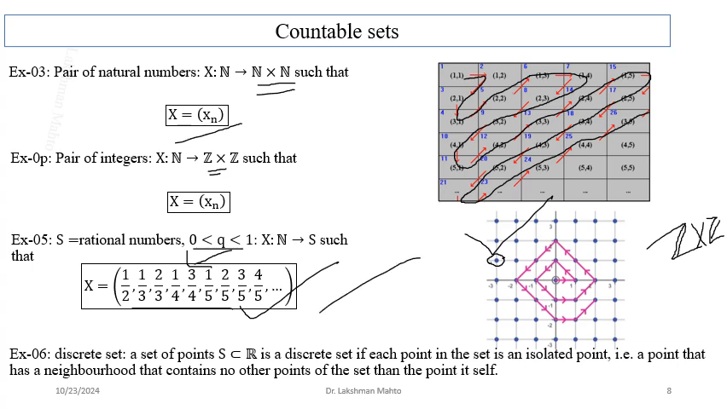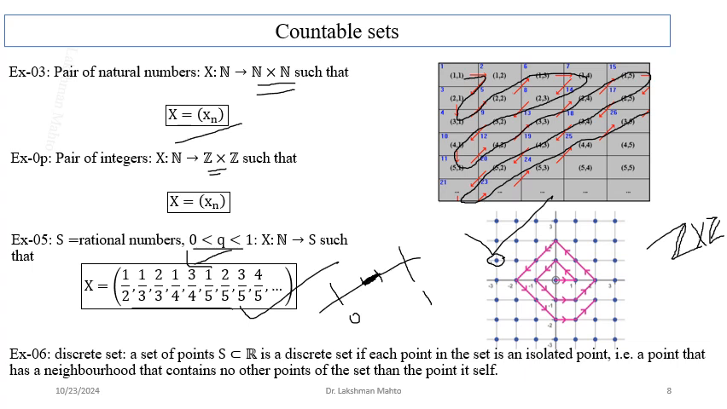But if you talk about an interval, say the interval 0 to 1, and you take a point in it and define a very small neighborhood, this will contain infinitely many points. Why? Because 0 to 1 is an interval, and the interval contains a continuum of points. So no point can be an isolated point in the case of an interval.